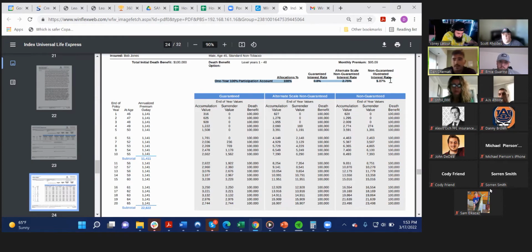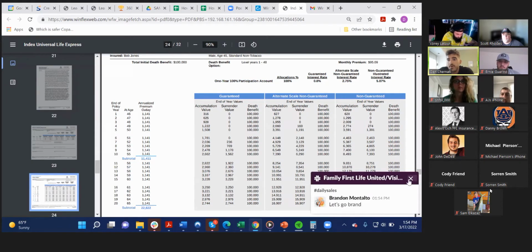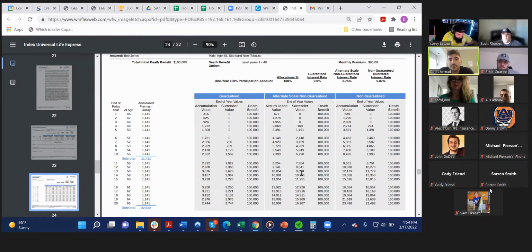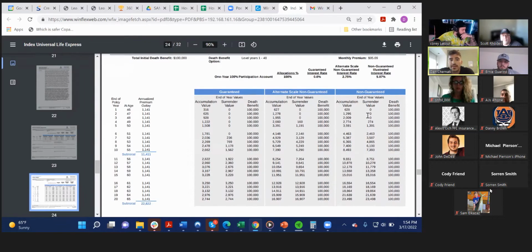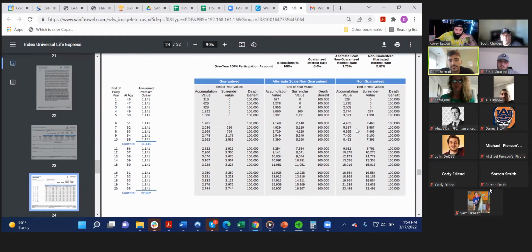Sorry about that. So then you have the non-guaranteed, and this program is linked to the S&P 500, right? So if the S&P 500 goes up, you go up. So 6% is already fairly conservative. The S&P 500 typically goes up more than that, right? You don't want to look at the guaranteed and not the alternate ones, right? The guaranteed means that the stock market tanks for the next 20 years. Scott, when's the last time that happened, right? If that's happened, we've got some bigger issues on hand. So we look at the non-guaranteed values. That's what it's supposed to perform at.